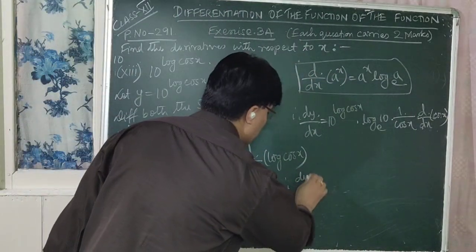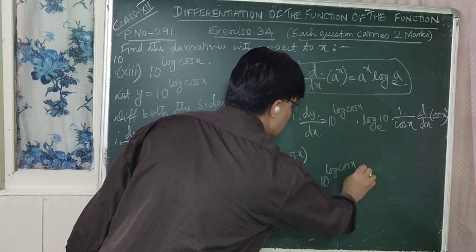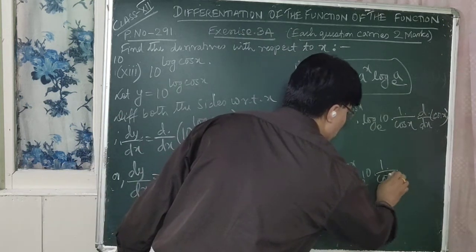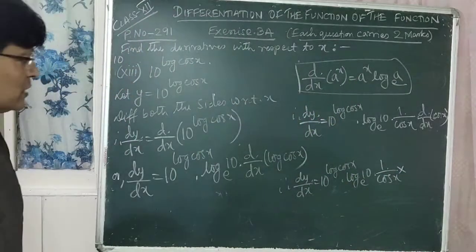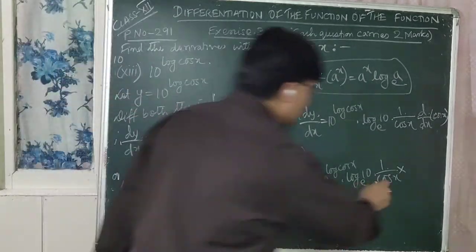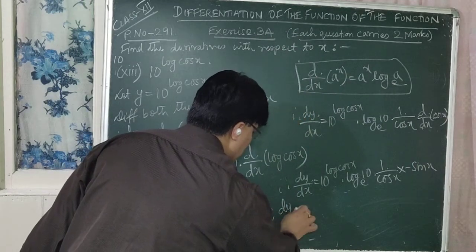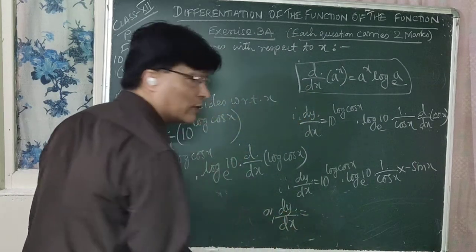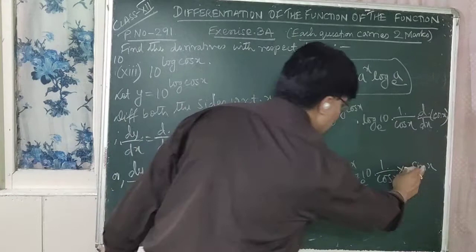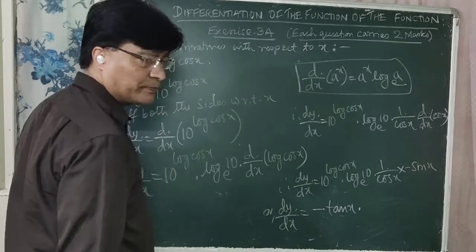So therefore, dy by dx is equal to 10 to the power log cos x into log 10 base e into 1 upon cos x into. Now what is the differentiation of that term cos x with respect to x? You know that, minus sin x, isn't it? So write minus sin x. Now write the final answer. So dy by dx is equal to what? Minus, write it in the front, minus sin x by cos x. What is sin x by cos x? It is tan x.